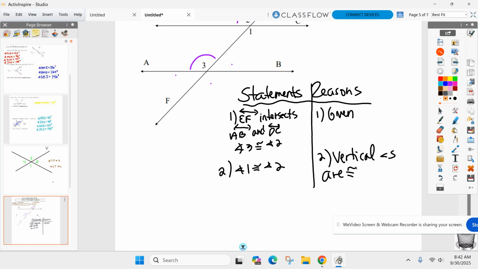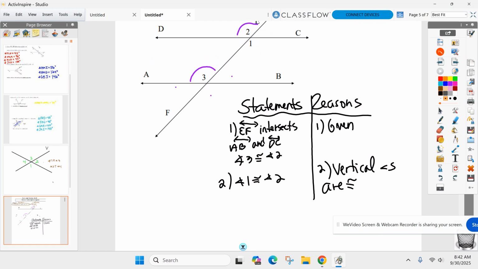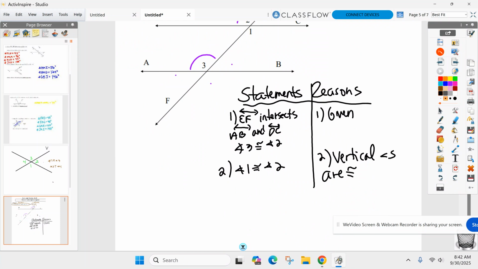I'm not done though. I'm not done. You guys see the proof statement. Get me 3 congruent to 1. Well, look what we have congruent already. We have 3 congruent to 2 and 1 congruent to 2.